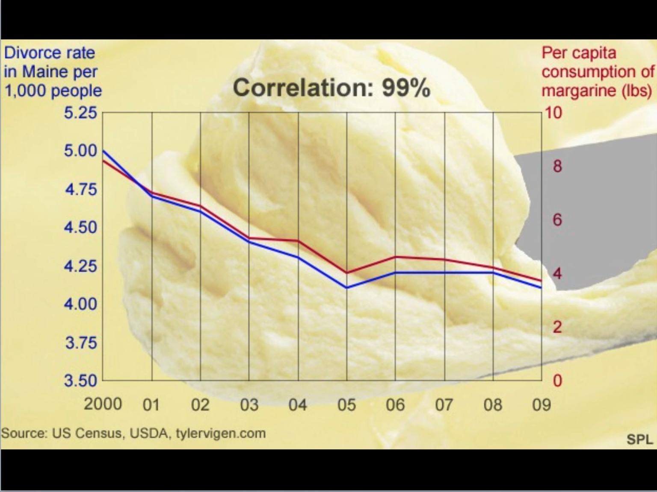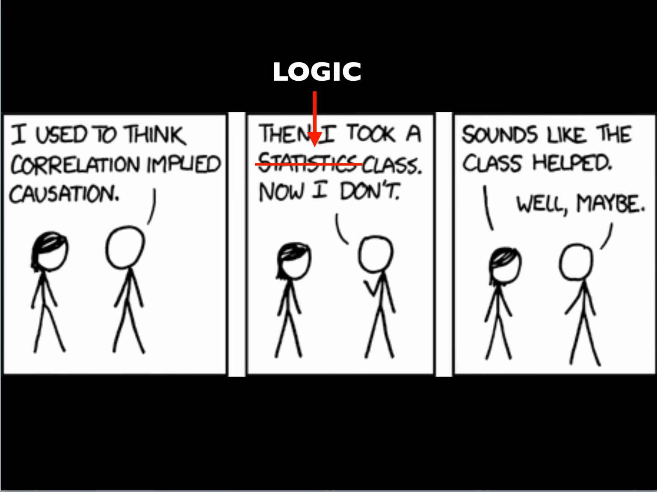The lesson here is that correlations can happen all over the place without necessarily there being any causal link. I mean, maybe there's a causal link here. Final joke: "I used to think correlation implied causation. Then I took a logic class. Now I don't." "Sounds like the class helped." "Well, maybe." Get it? Okay, anyway.